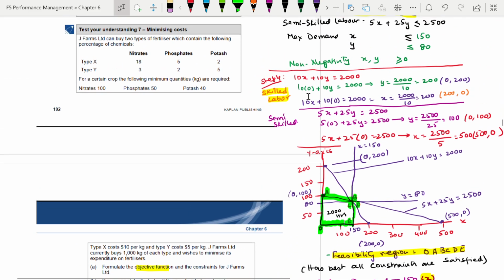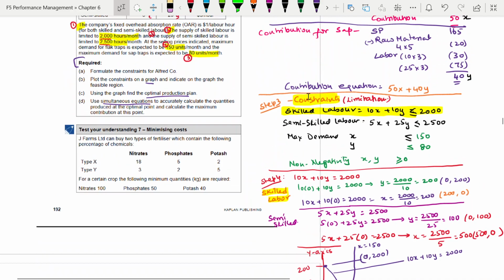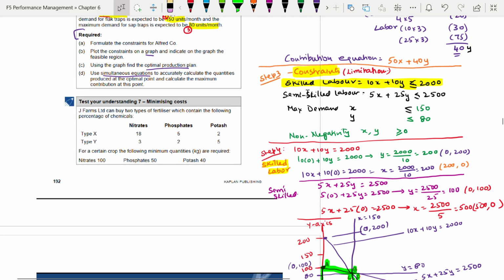Okay, doctor. Fine. Now this is the one. Here they have made very clear what the objective function is. The objective function is minimization of the cost. They have given x, y, potash. First you have to identify the variables.